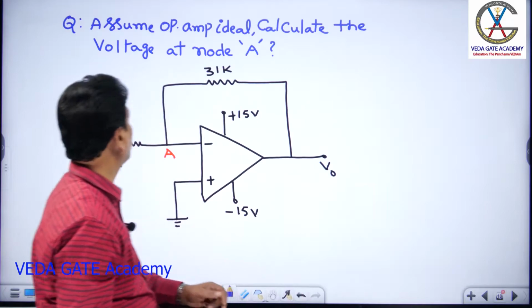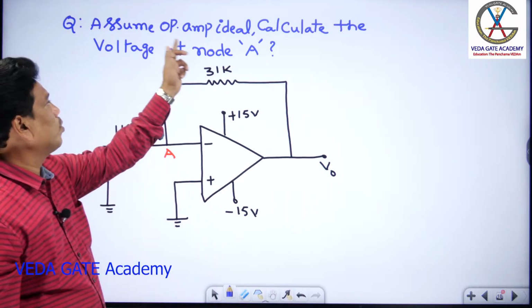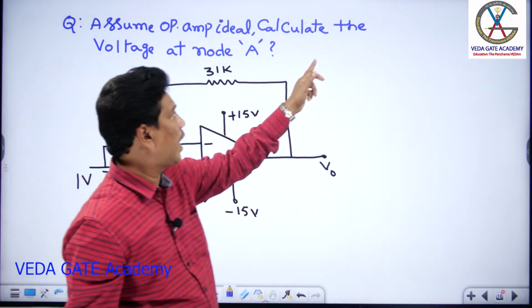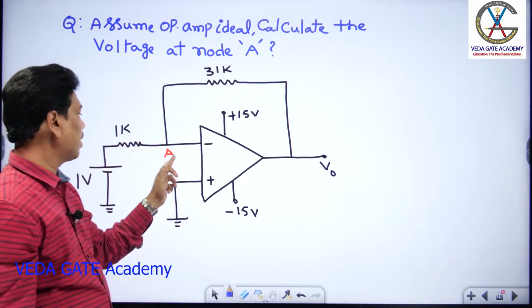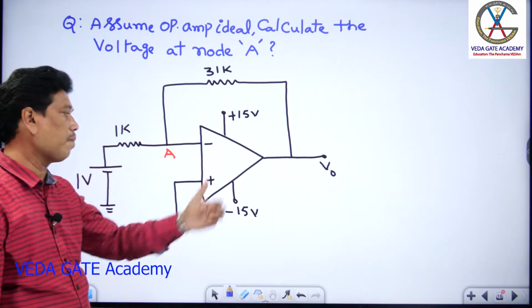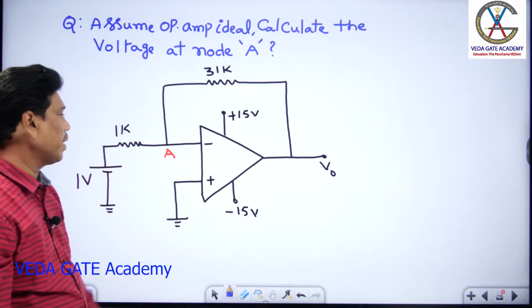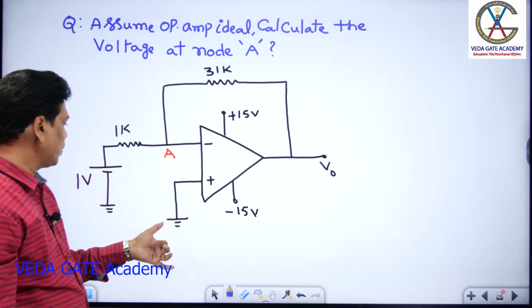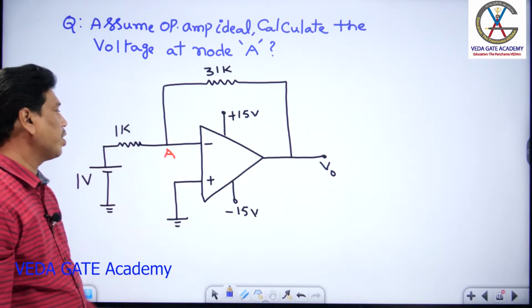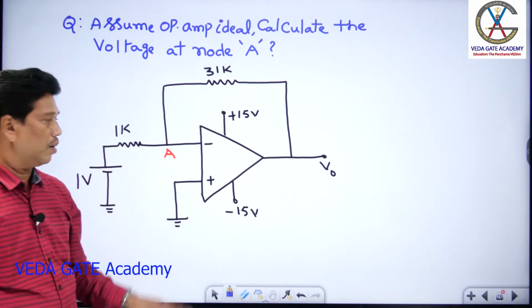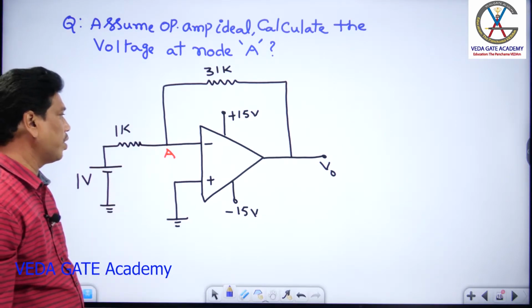So check out the next question now. Assume op-amp ideal, calculate the voltage at node A. So you are asking for the voltage at this node A for this op-amp circuit. He said that the op-amp should be ideal. Suppose here, if I go for virtual ground, it is already 0. Then node A is at 0 volt. The corresponding node A is also at 0 volt. Is it right or not?